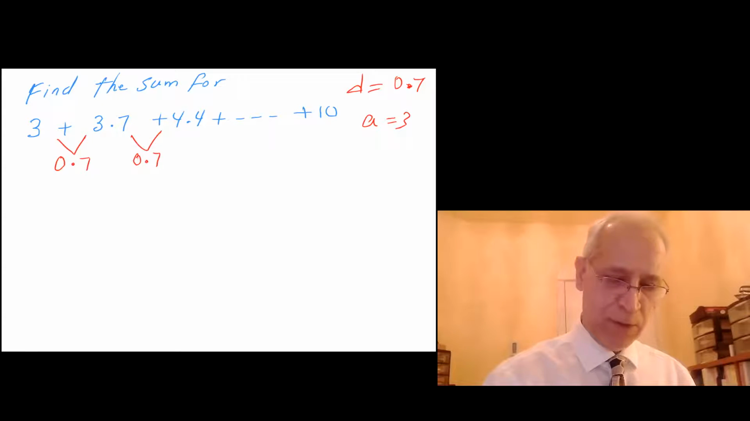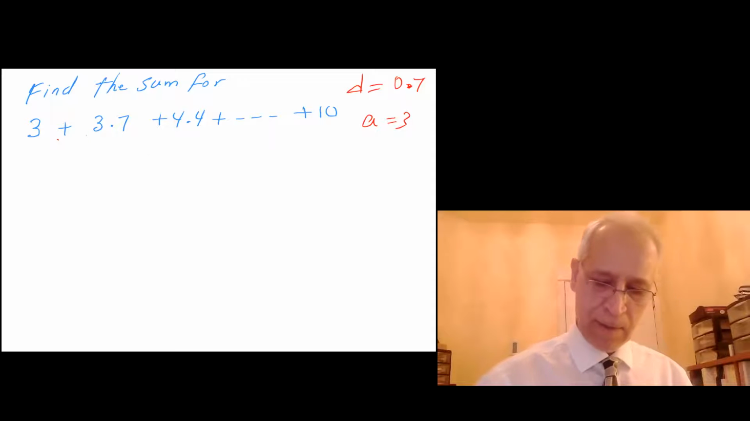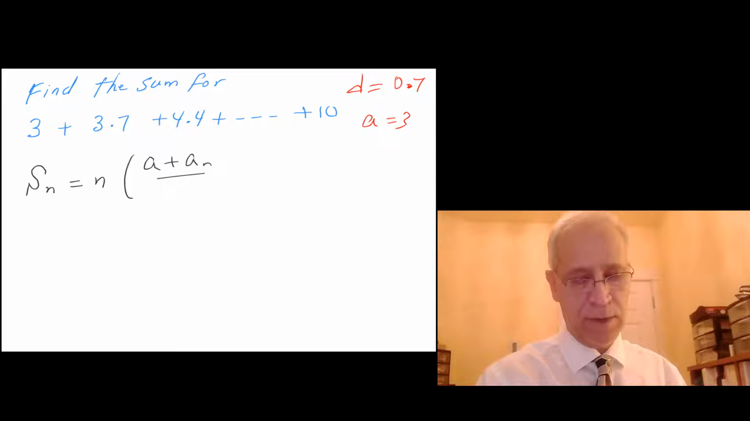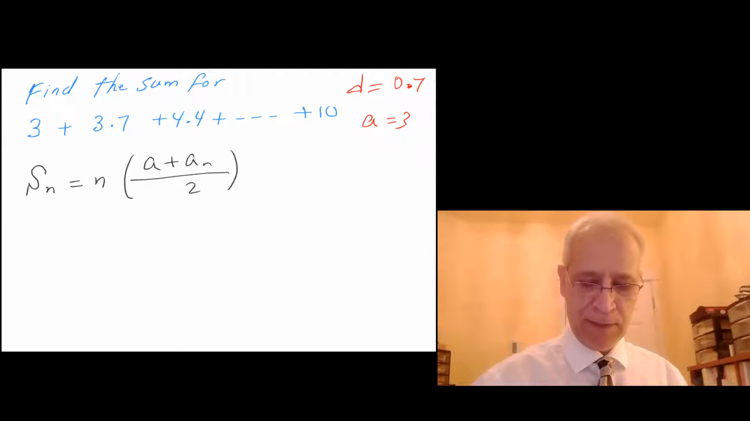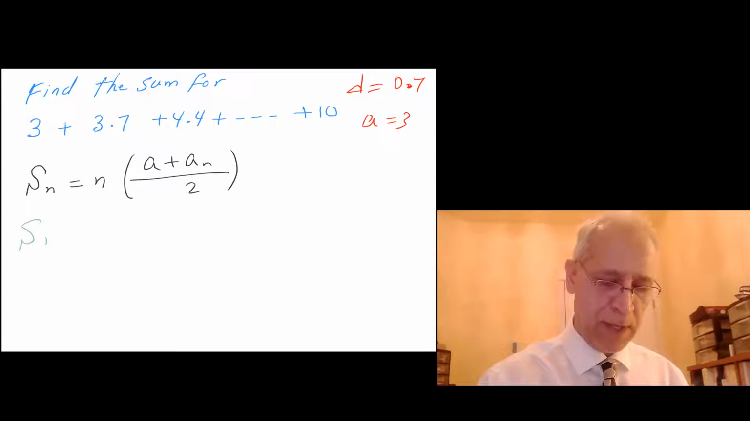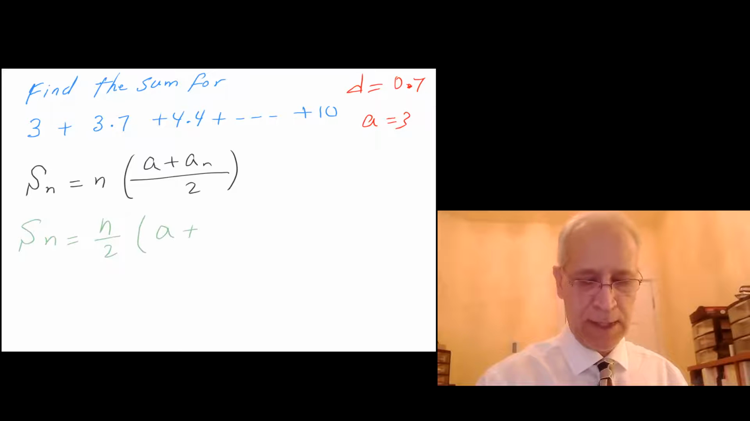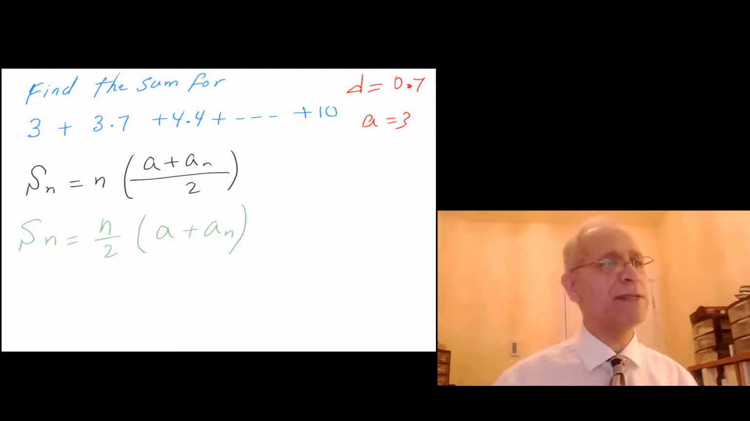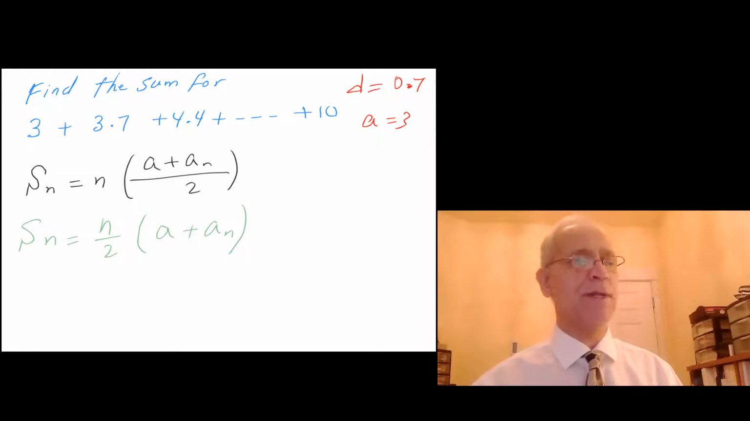The formula given to us in the textbook is S sub n equals n over 2 times (a plus a sub n), which is the same as saying S sub n equals n over 2 times a plus a sub n. It doesn't matter, they're both the same. One has the 2 inside of the parenthesis, one is just factoring it out.